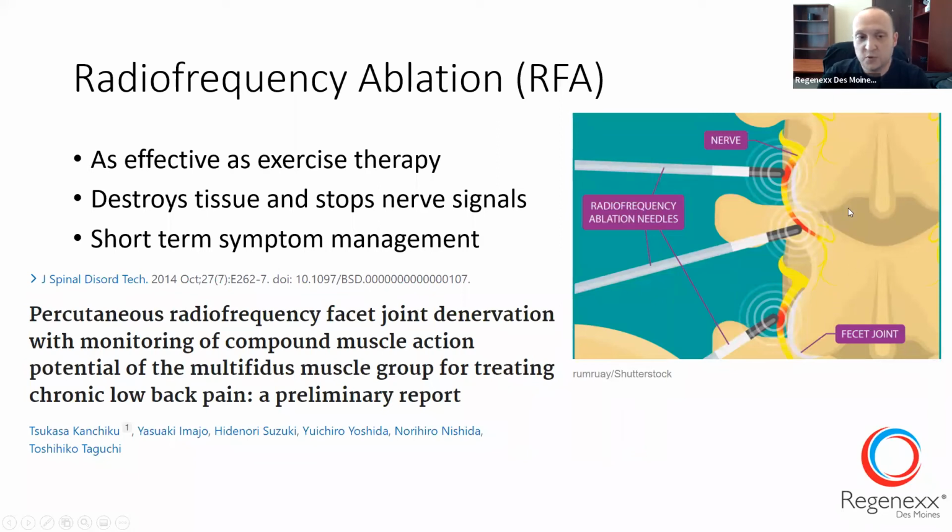It does provide some short-term relief. Like I said, it's typically about 6 months. And I've had some patients say, oh, well, the doctor that did my ablation told me that it's only the nerve to the joint. And that may not be entirely true.